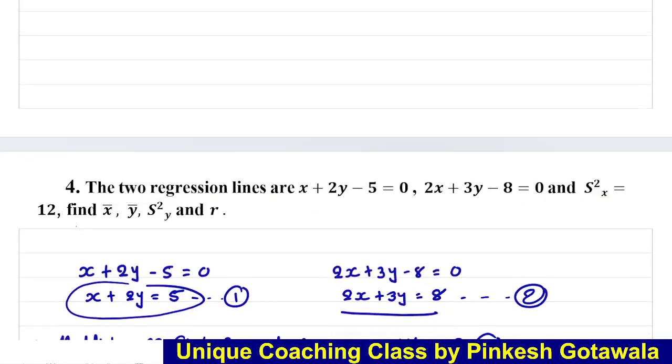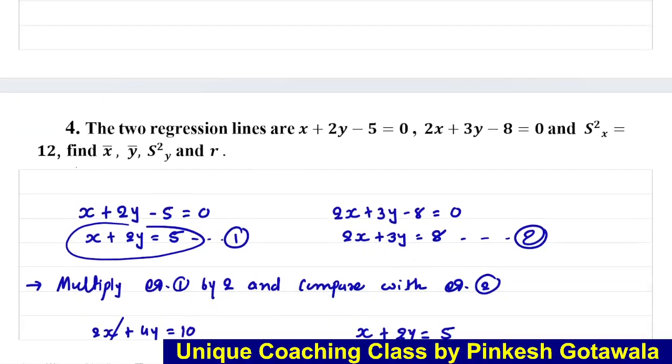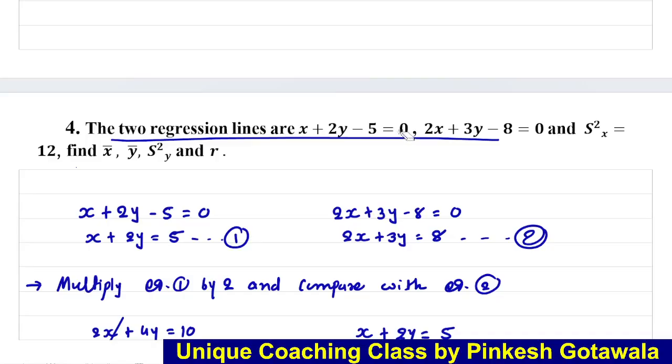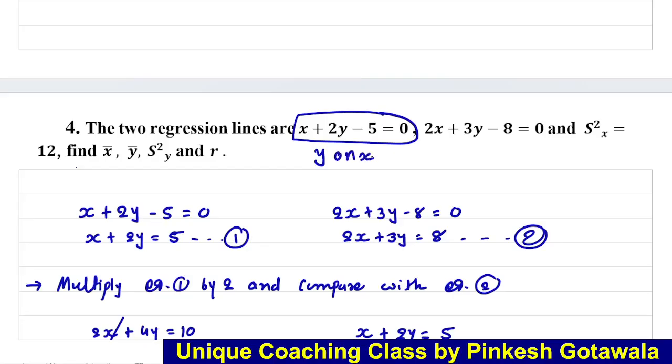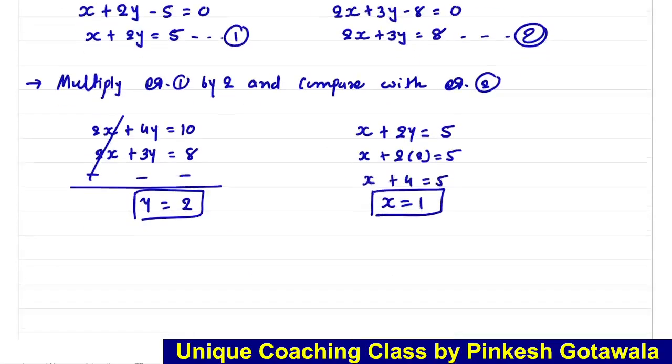So remember, if in a question they didn't say anything about which regression line is y on x and x on y, just say it as two regression lines are like this. Whatever the first regression line equation given, we assume that it is y on x. જે પહેલા આપેલી હશે ને આપણે assume કરીશું that is y on x. The second whatever given, we assume that x on y. Remember, જે સૌથી પહેલા હશે ને y on x માનીશું અને જે second હશે ને x on y માનીશું. Remember this. So we assume that this x plus 2y minus 5 equals 0 is y on x.